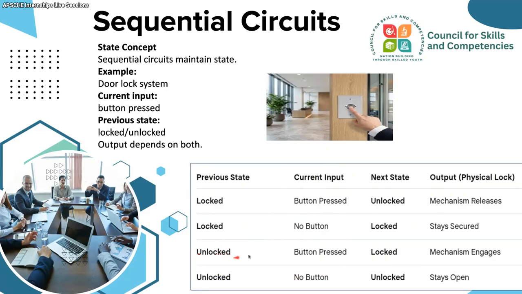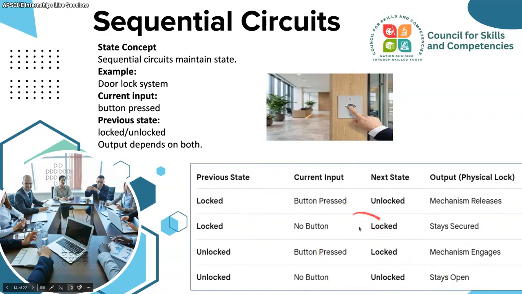Next comes unlocked. The previous state might be unlocked. When we press the button, that means the door is unlocked and we press the button, the door gets locked. That means the mechanism is engaged. That means the door is locked. The previous state is unlocked and no button is pressed, it will be unlocked only. That means it stays open.